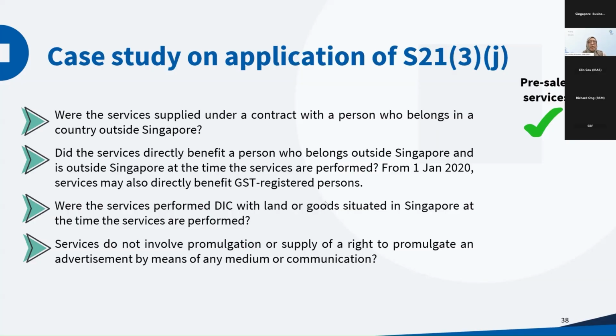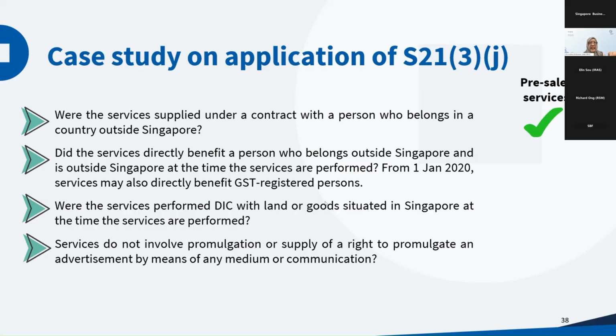Okay, for condition two, did the services directly benefit a person who belongs outside of Singapore and is outside of Singapore at the time the services are performed? You may want to note here that from 1st of January 2020, the scope has also been extended to those directly benefiting GST registered persons.